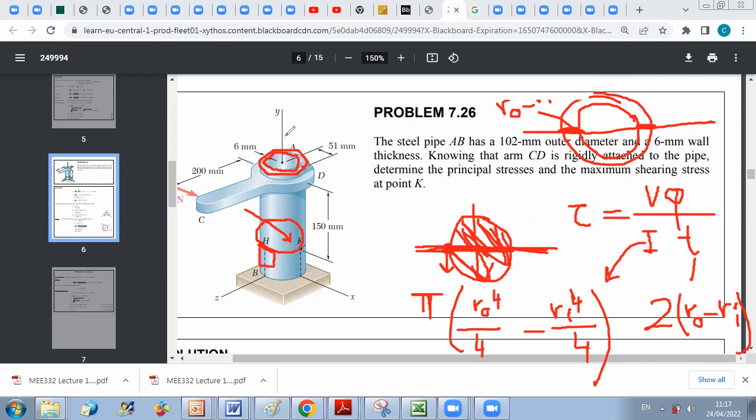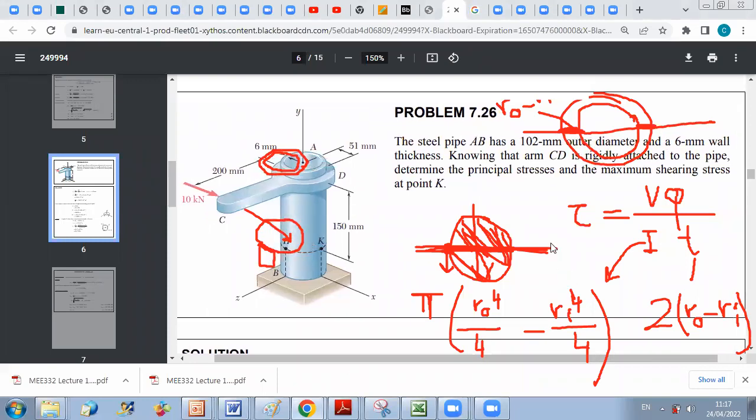The shear force V is equal to the force applied, which is 10 kilonewton. So you replace V by 10 kilonewton. Pay attention to units, okay? So you can convert it to Newton, 10 times 10 to the power 3. And concerning Q, the first moment of area, you should consider this part.